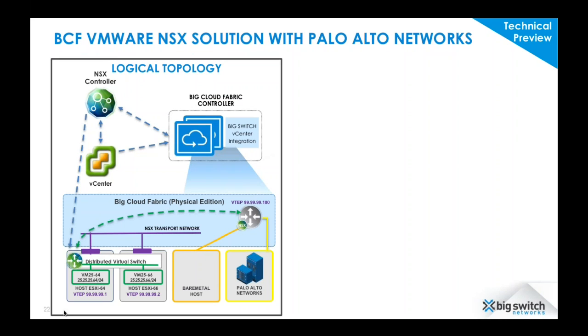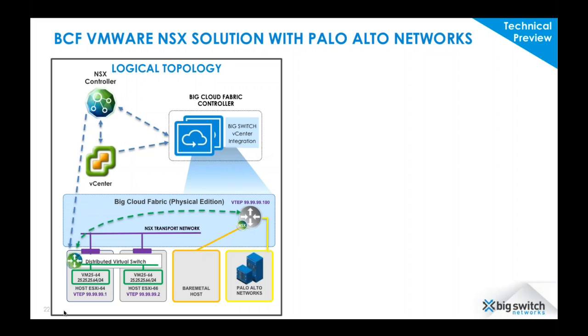Now, I talked quite a bit about the solution with vSphere, and I know a lot of you may be asking, well, what about NSX? There's a lot of talk about NSX, and what does Big Cloud Fabric with Palo Alto Networks do in conjunction with VMware NSX? We've already had a great solution as a physical underlay for NSX for quite some time, but at the last VMworld, we announced a technical preview of our hardware VTAP solution.